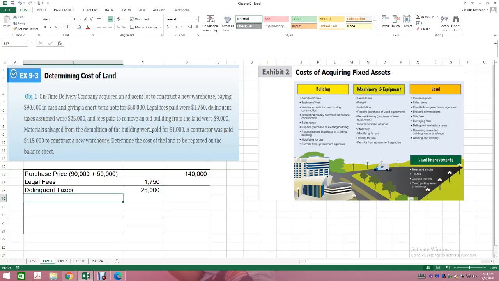Fees were paid to remove an old building from the land, $9,000. So it says here, removing unwanted buildings less any salvage value. Okay, so we paid $9,000 for the demolition of the building. Now this is very important. Material salvage from the demolition of the building were sold for $1,000. We'll make that adjustment later.